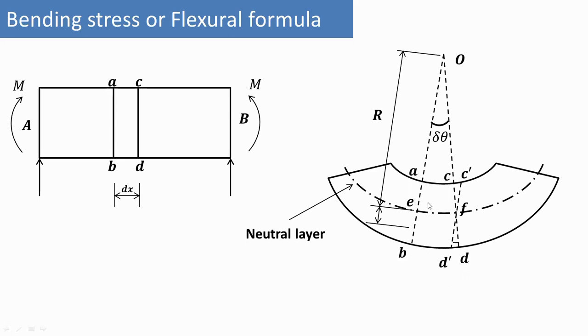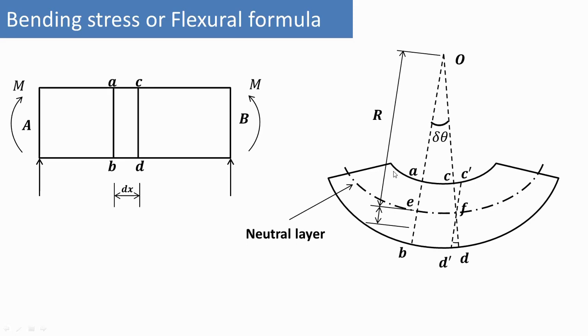Because of the action of this bending moment, there will be deformation of the beam in such a way that the top layer is in compression. You can see this is the layer which has not changed in its length. The layers above this layer are all in compression, whereas the layers below the neutral layer are in tension. So in the case of a simply supported beam, the layers above the neutral layer are in compression.